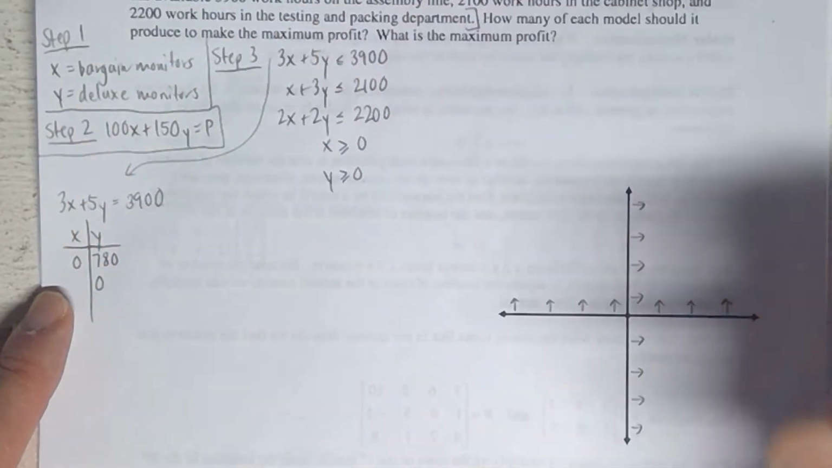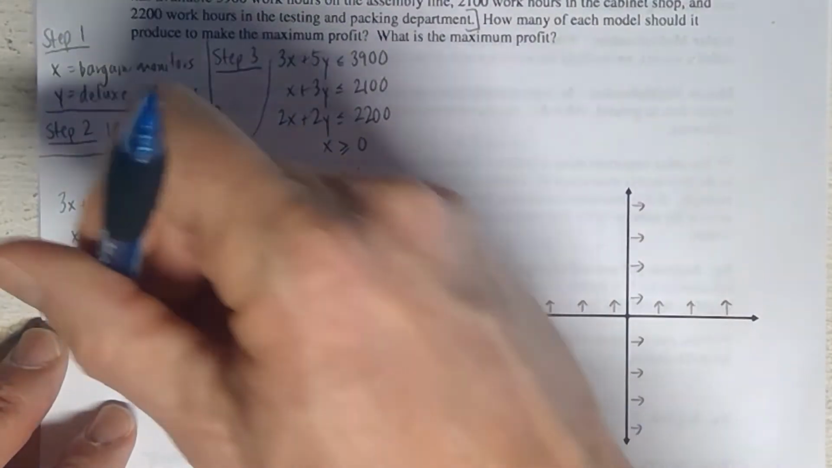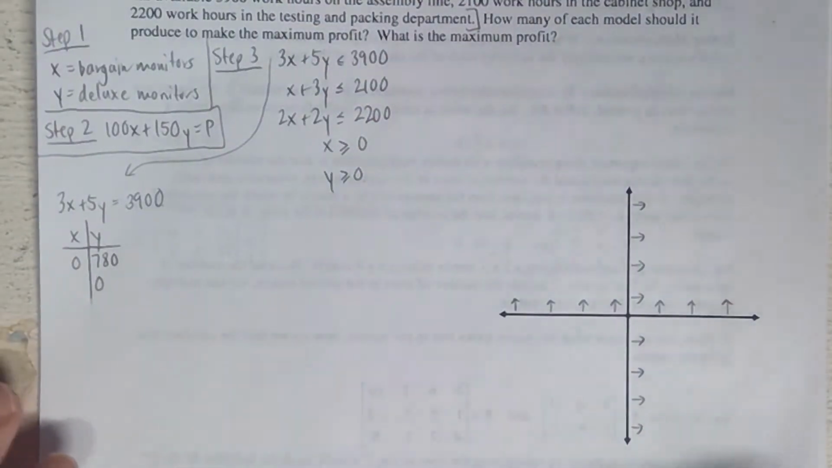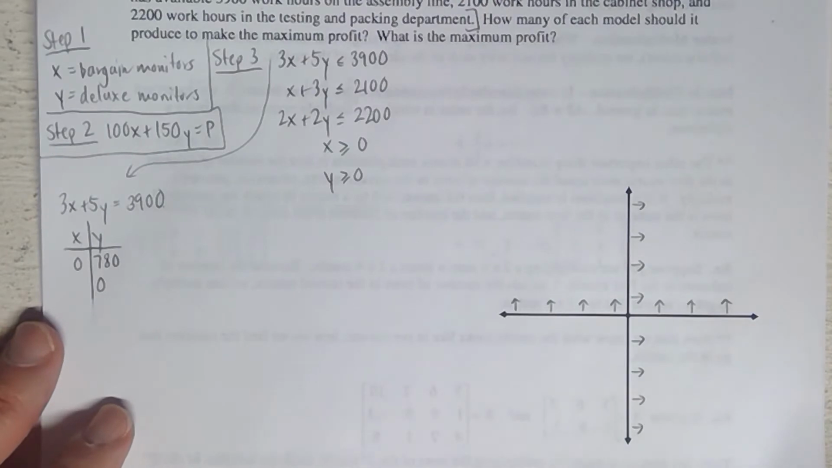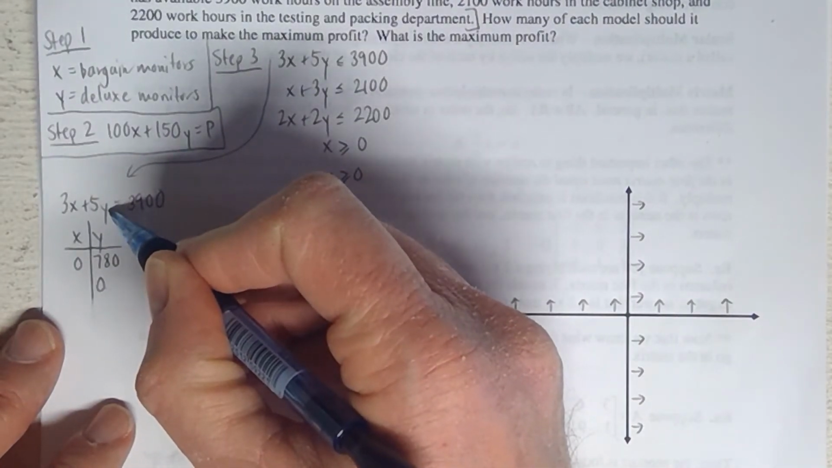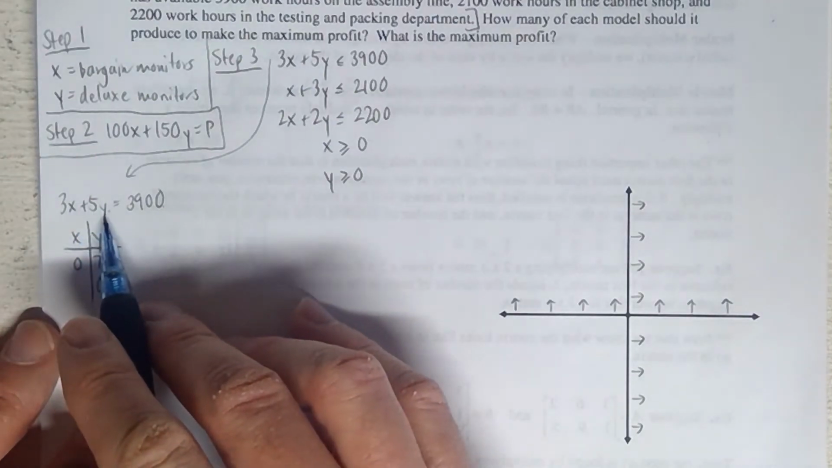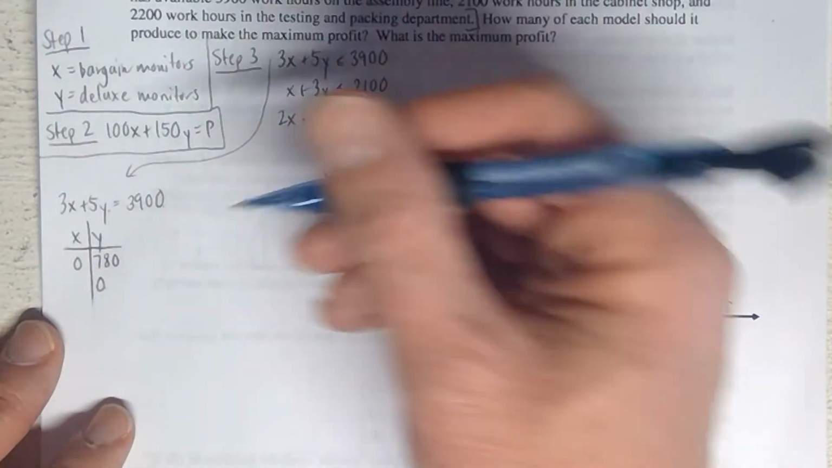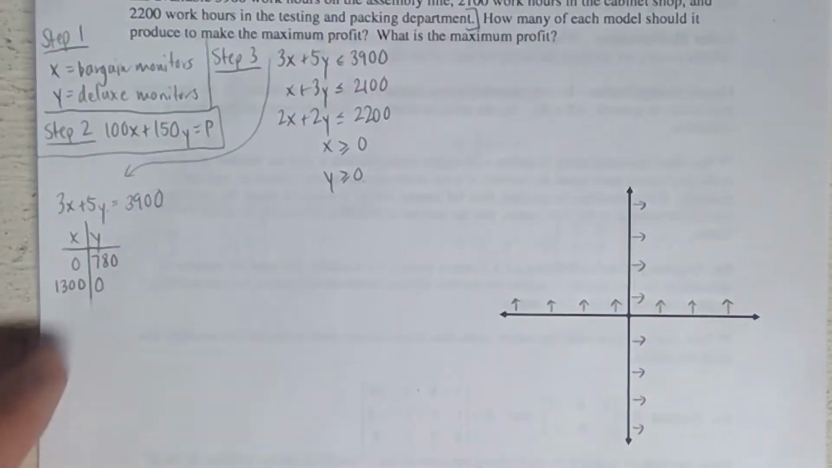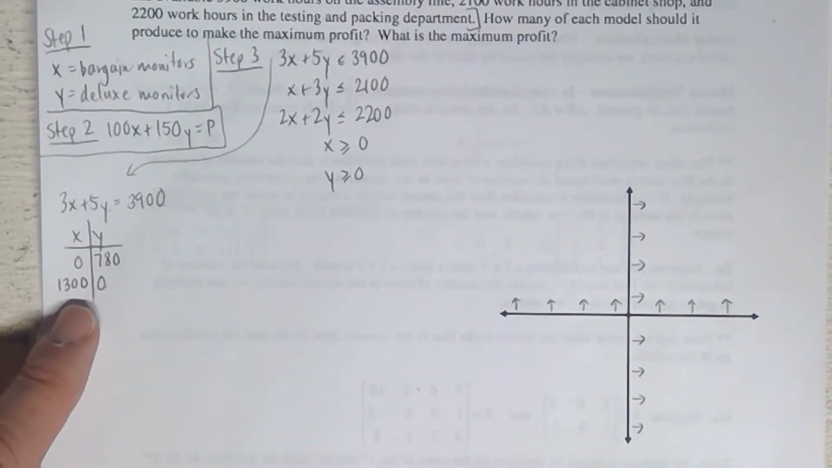Again, I'm just doing the same thing we did in the last problem. When you plug in the intercepts, and it makes the terms disappear that you plugged into, you just have to divide out. Okay, if you plug 0 into the y, the 5y term disappears, and you get 3x equal to 3,900. If you divide both sides by 3 to get x by itself, you get 1,300.